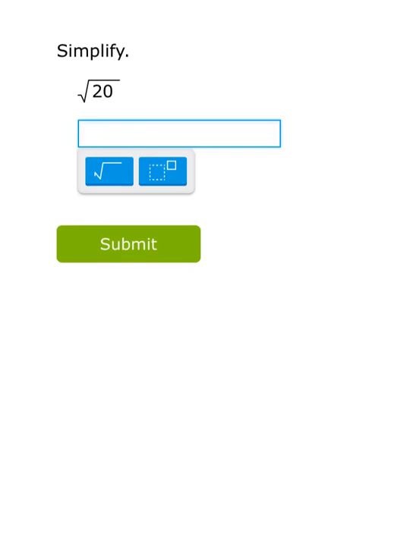Our lesson this week is about simplifying radicals. So we're going to start with the square root of 20. You could find a perfect square that would divide evenly into 20, but an easy way is to actually do the prime factorization of 20.